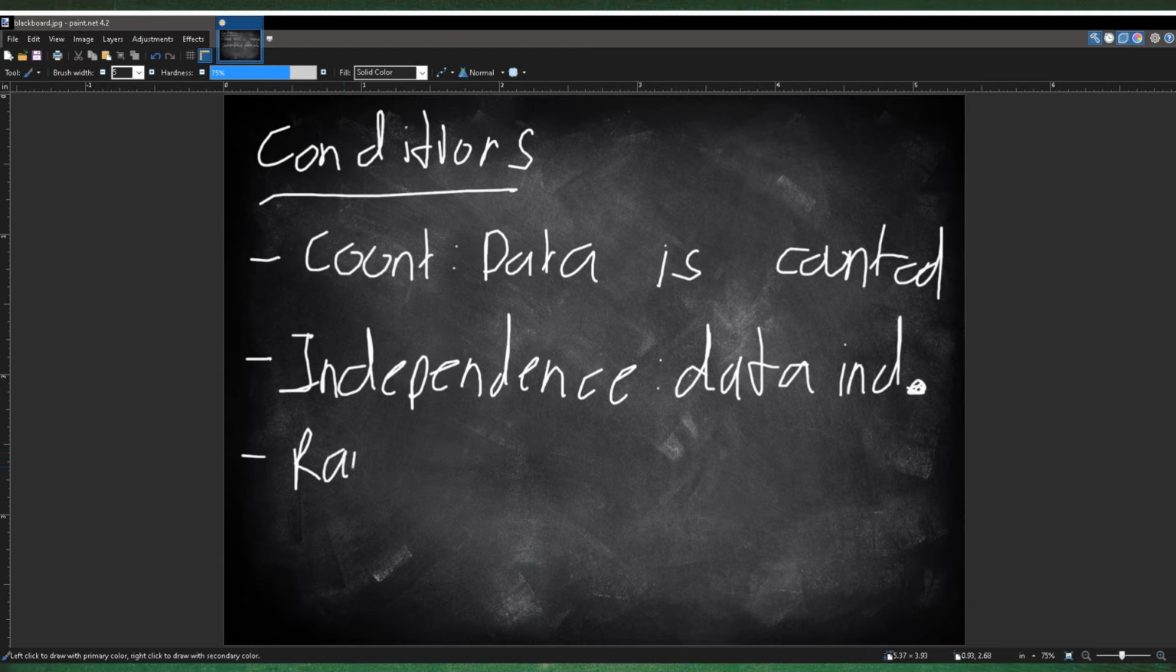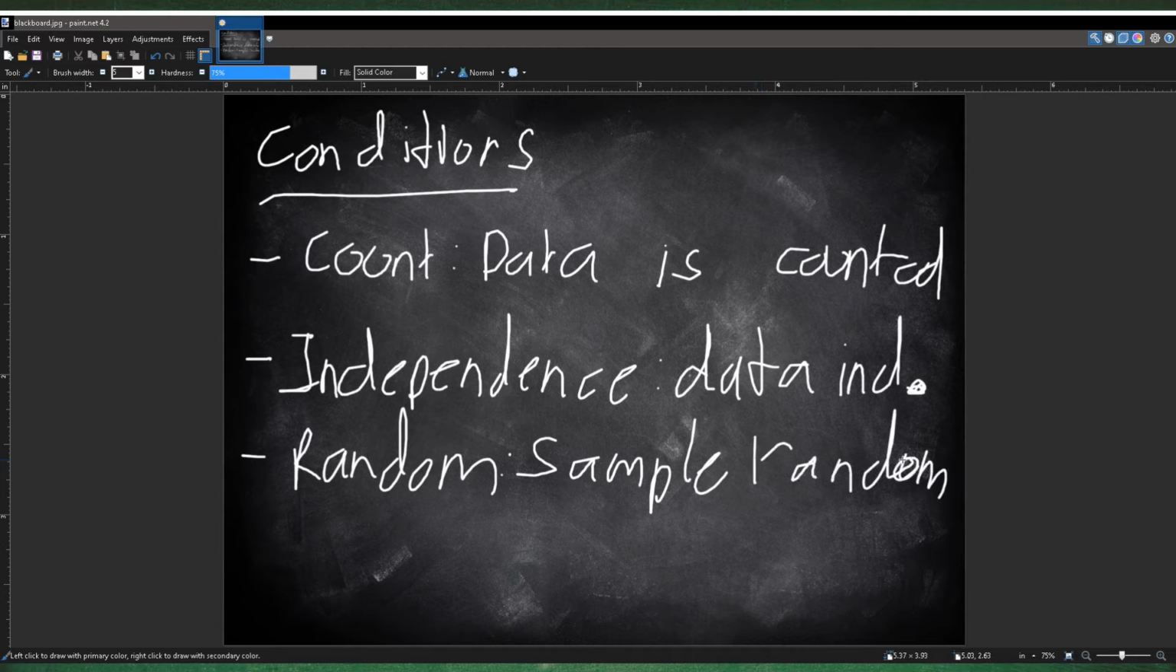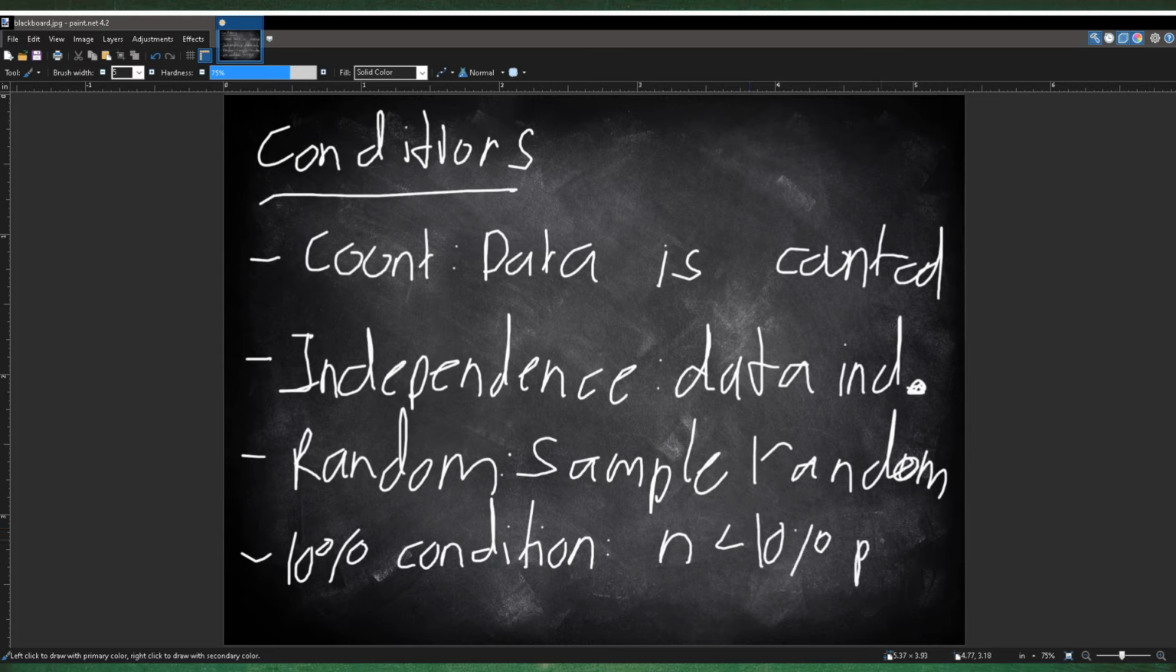And now you have random. So the sample has to be random, so you reduce bias, right? The sample is random. Usually they give you this in the question, so you just have to write it down. Then the 10% condition, which is your sample size, n, has to be less than 10% of the population of whatever you're observing.